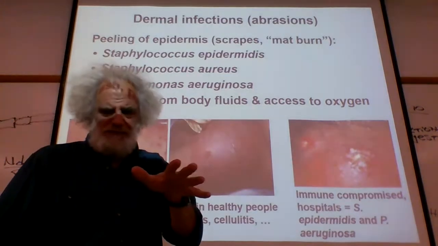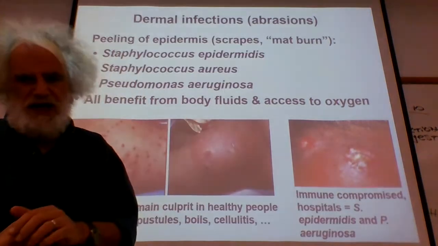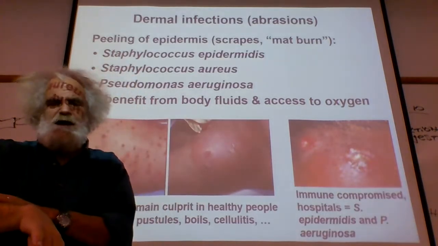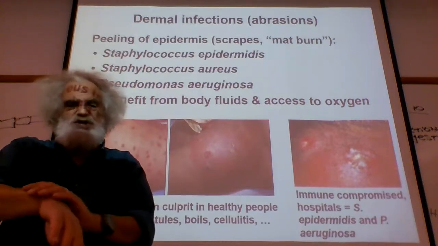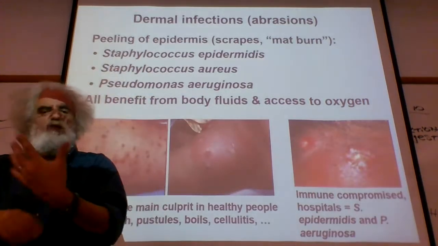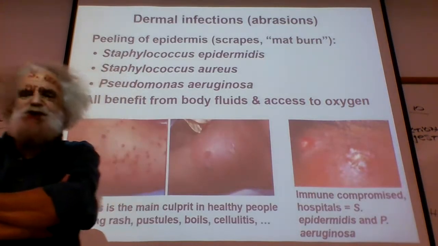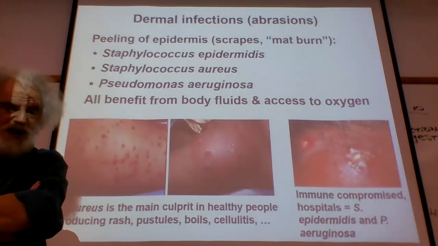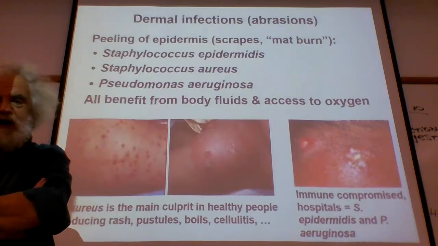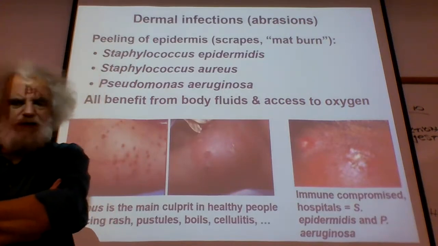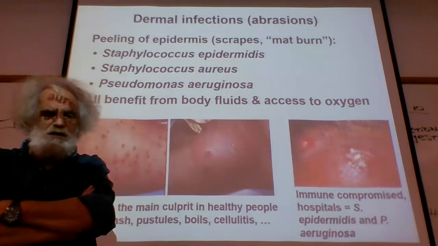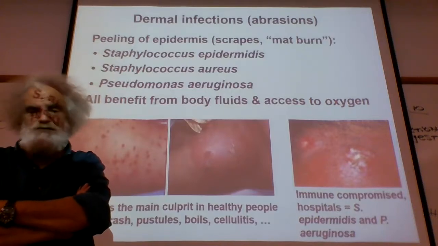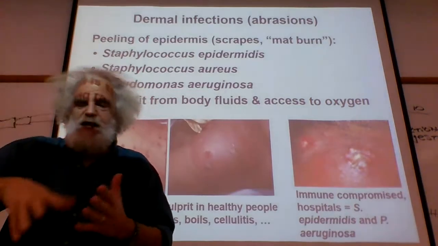Now, that's enough stabbing, and we're not talking about anaerobic guys. Let's think about things that can happen when we just scrape ourselves. So a dermal infection, abrasions. You can get these kinds of things, a scrape, you scrape your knee, mat burn from football or contact sports when you fall on the ground, skidding.